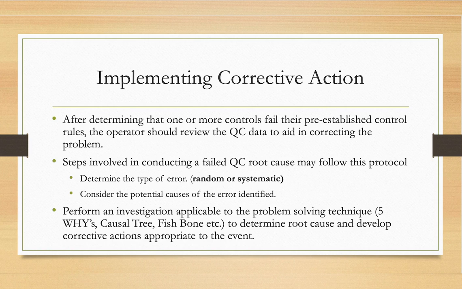Implementing corrective action. After determining that one or more controls fail their pre-established control rules, the operator should review the quality control data to aid in correcting the problem. Steps involved in conducting a failed quality control root cause may follow this protocol. Determine the type of error, that is, random or systematic. Consider the potential causes of the error identified. Perform an investigation applicable to the problem-solving technique, that is 5 whys, causal tree, fishbone, etc., to determine root cause and develop corrective actions appropriate to the event.